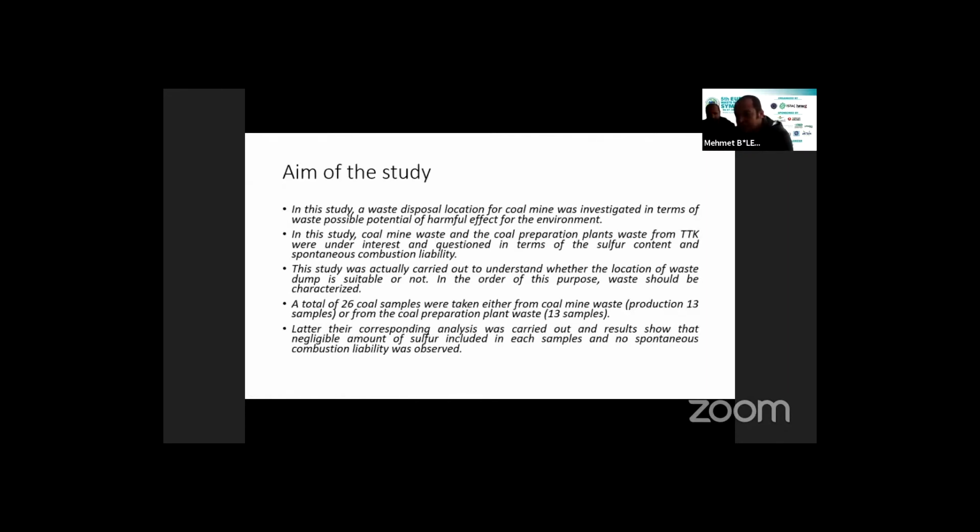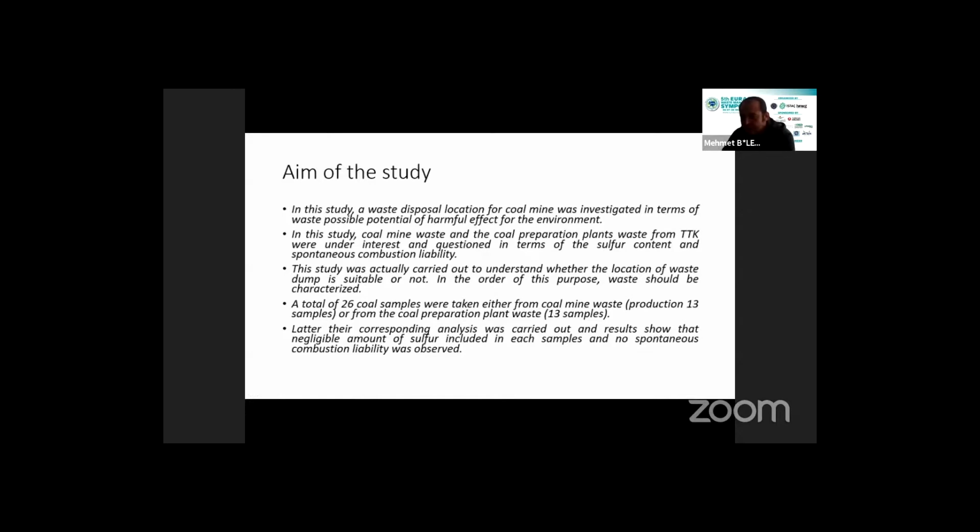The aim of this study is waste characterization, actually waste disposal location for coal mine waste, investigated in terms of the possible potential harmful effect for the environment. Coal mine waste and coal preparation plant waste from TTK, the short name of the Turkish Hard Coal Association, were under interest and questioned in terms of sulfur content and spontaneous combustion liability.